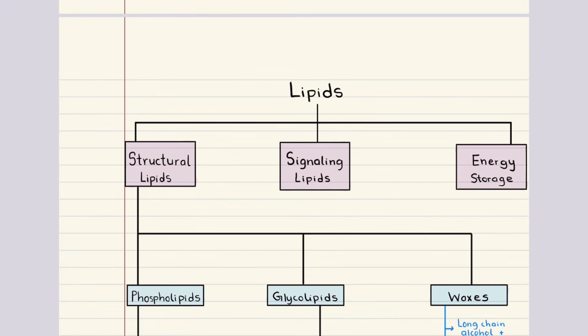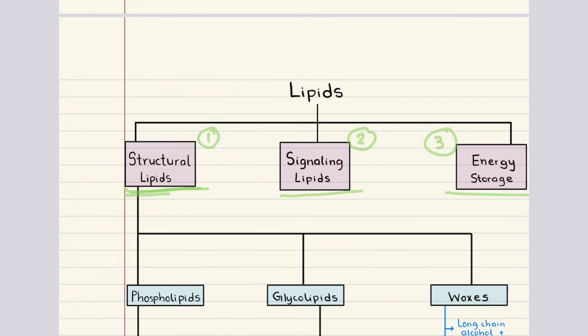At the top, we start with the broad class of lipids, which we divide into three main functional categories. We have structural lipids, which make up cell membranes and protective barriers. We covered this in the first objective. Then there are signaling lipids, which act as chemical messengers. We're going to cover that in the second objective. And then there are energy storage lipids, which store fuel for the body, and that is what we're going to cover in the third objective.